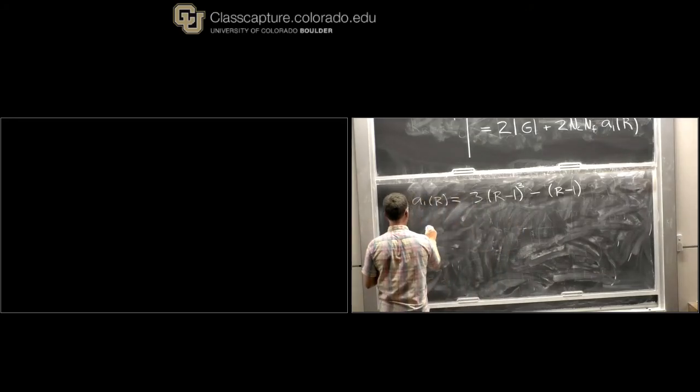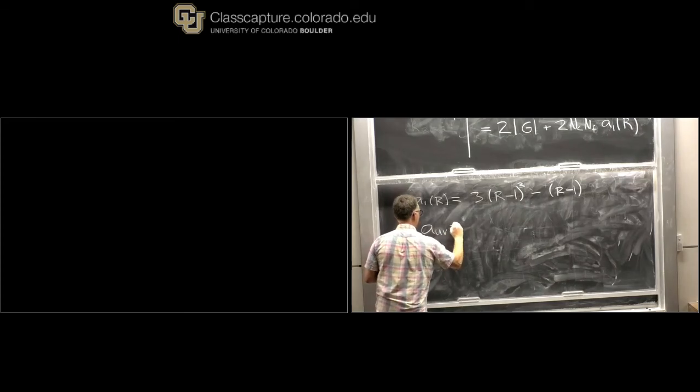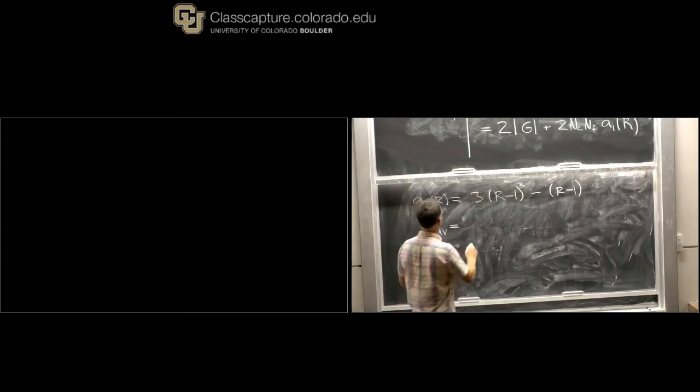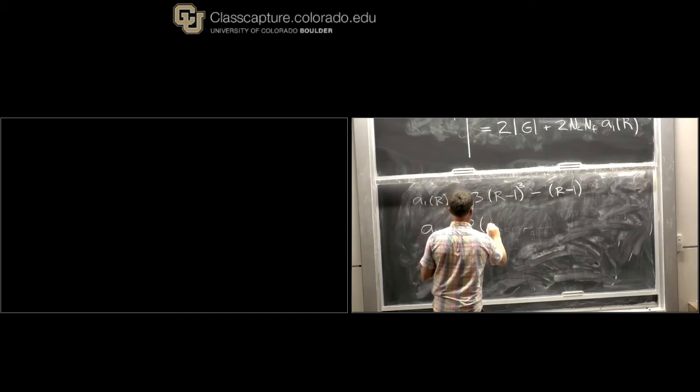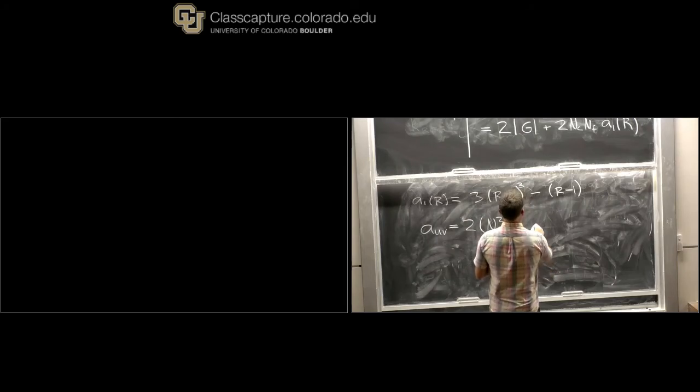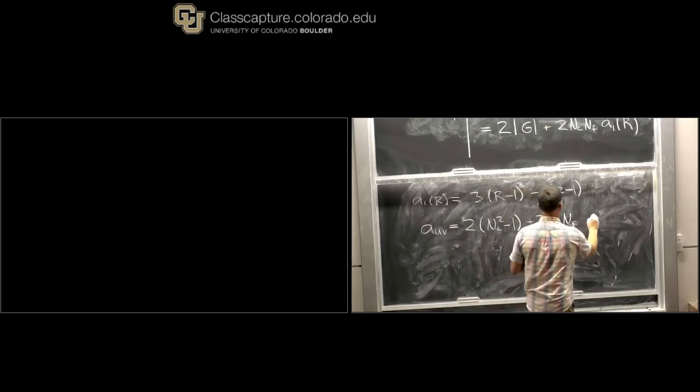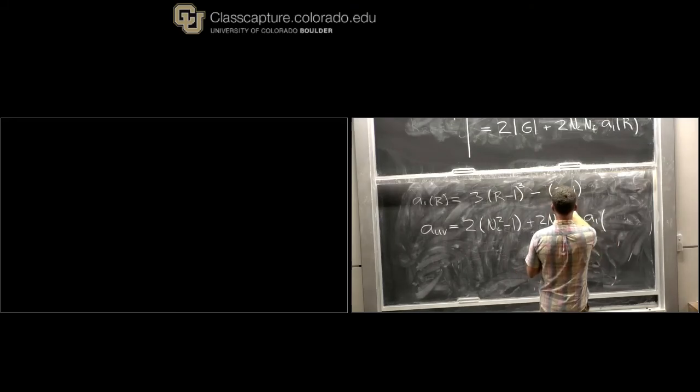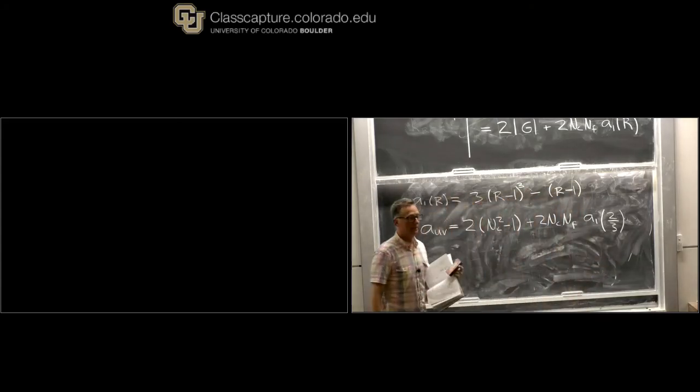So A, let's write down the different cases. So A in the ultraviolet is 2, the dimension of the group is NC squared minus 1, plus A1, and we'll evaluate it in the ultraviolet at R charge 2/3. Because again, R charge 2/3 is the free field value. So that's A in the ultraviolet.